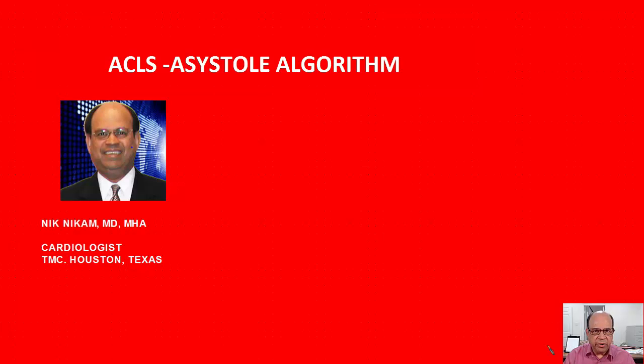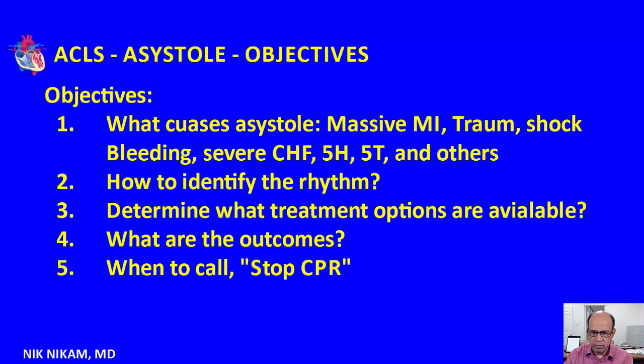In this presentation, we are going to learn something about the asystole algorithm. Let's look at some of the objectives for this presentation. We are going to look at what causes asystole. In most cases, asystole results from massive myocardial damage or a severe trauma to the chest, shock resulting from severe bleeding. It can also be related to severe congestive heart failure with poor left ventricular function, and of course the 5 H's and 5 T's that we need to be considering in every patient with asystole.